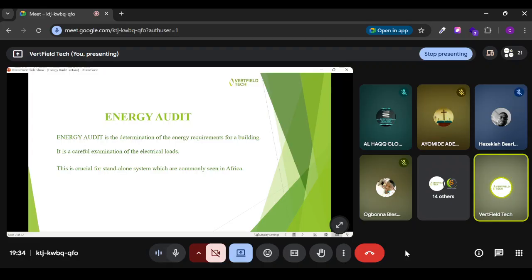So this energy audit will help you to know the energy need of that facility by giving you the total idea of the energy being consumed by that number of appliances you intend to power up using your solar system. And then from there, it will also help you to size your various solar components.